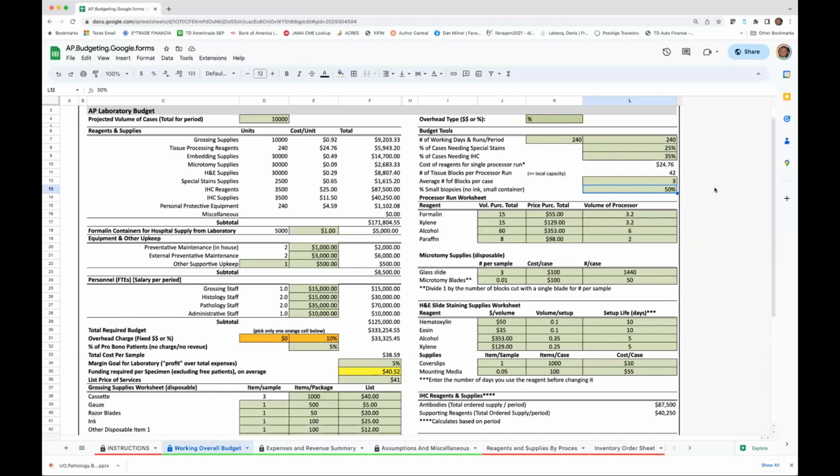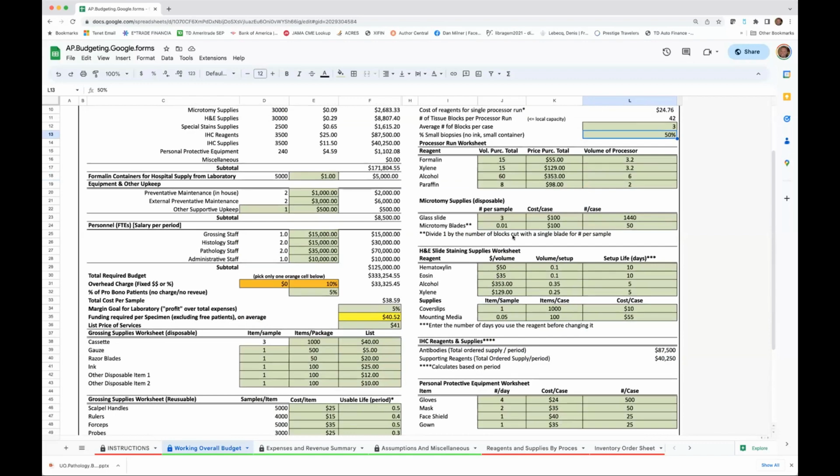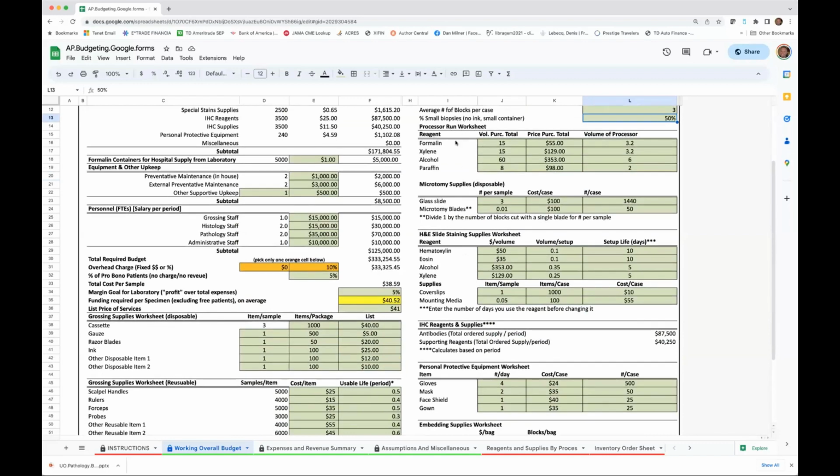So those are the big ones for the budgeting tools. And then everything else are just your costs, right? So on the processor run worksheet, how much do you pay for formalin, xylene, alcohol, and paraffin? And then you have to do some math. This is where it helps to have someone that's an expert look at this sheet with you.